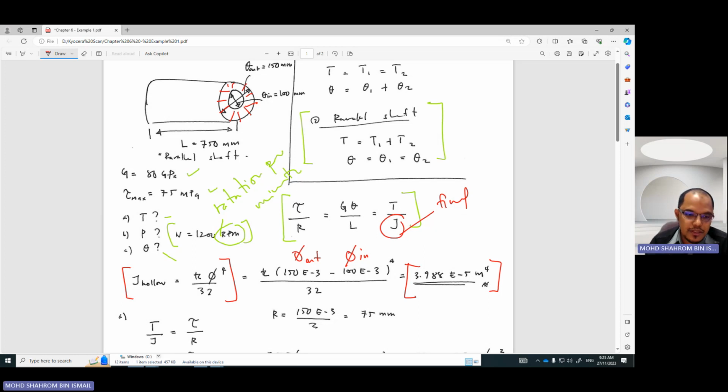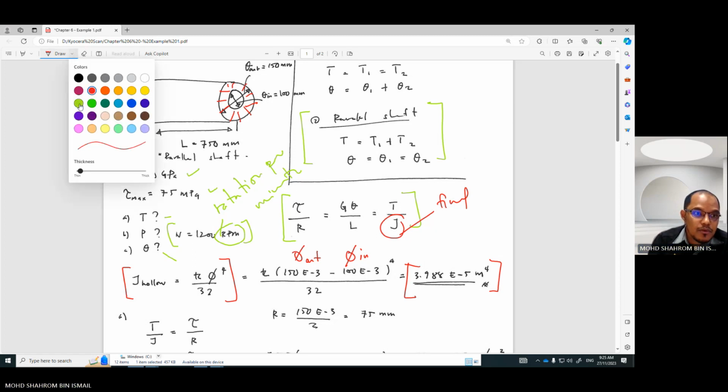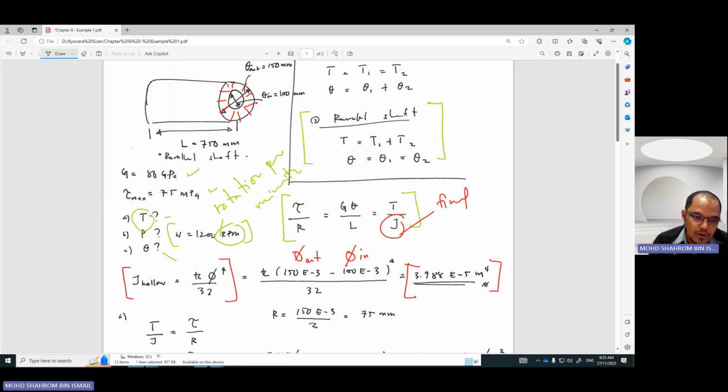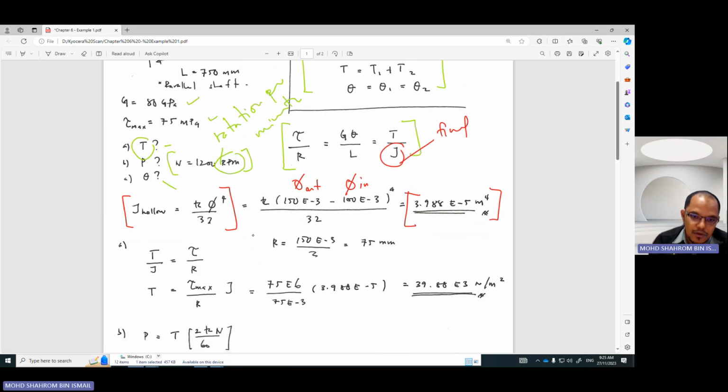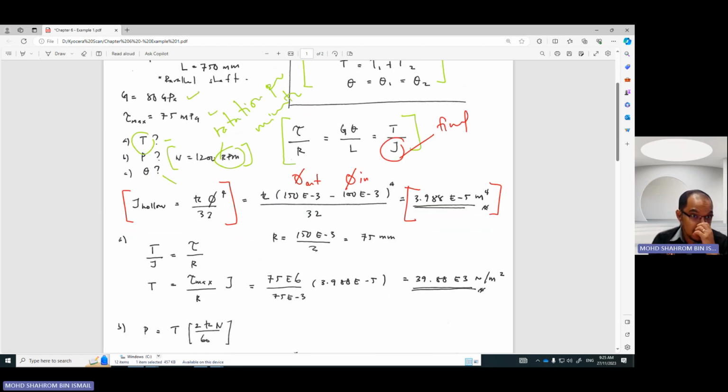Okay. So we got J. Now, we back to our problem. What is our problem? We want to know what is the torque. What is the torsion magnitude? Okay. So I scroll down a bit here.